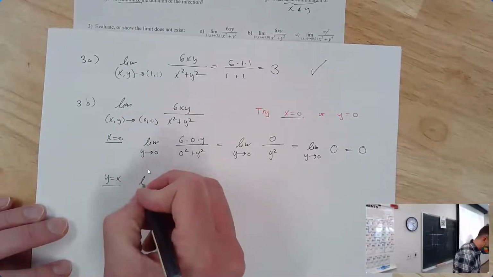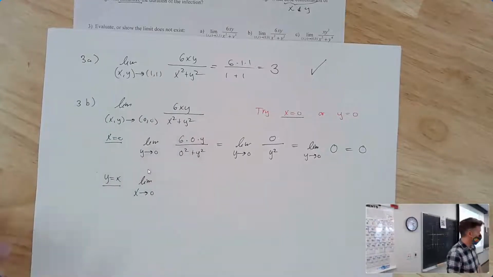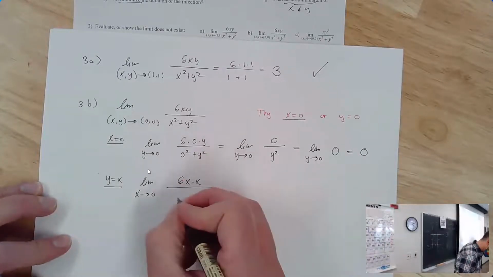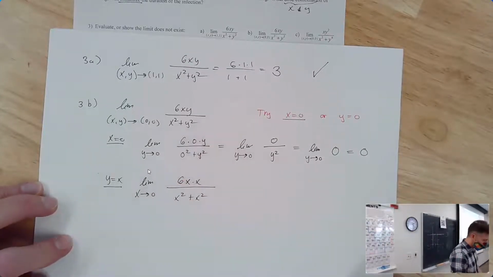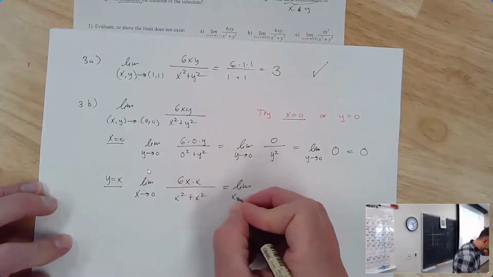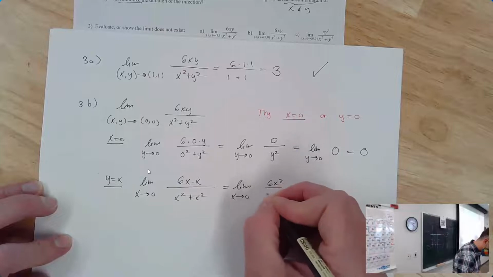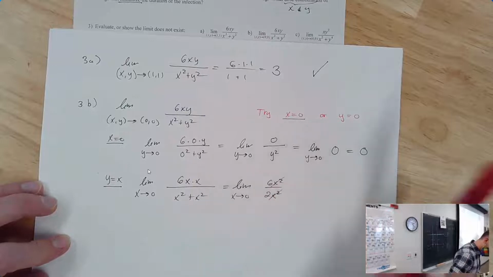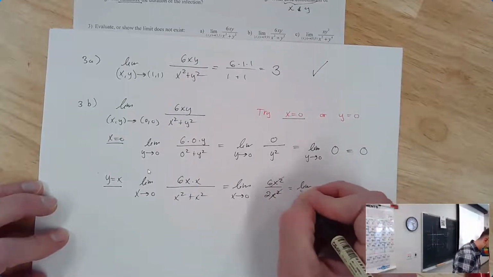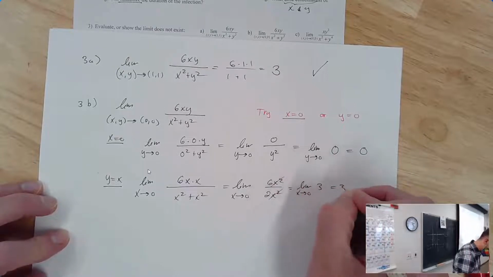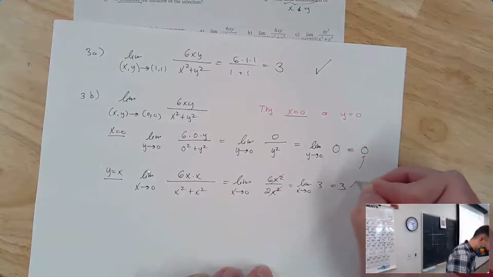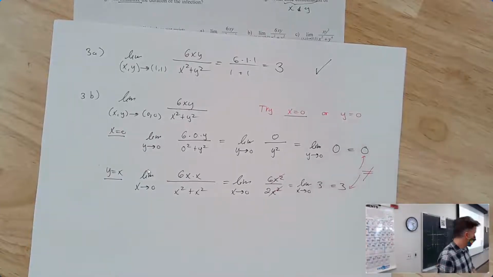I typically like to write it with x's. So I'm going to replace every y with x, and look what I get. I get 6 times x over x squared plus x squared. And simplifying, I have the limit as x goes to 0 of 6x squared over 2x squared. And oh, the x squareds cancel. How lovely. And then we're left with the limit as x approaches 0 of 3, which is 3. And then we see the thing we expected to see, which is that the limits in different directions are not equal, which means the overall limit does not exist.